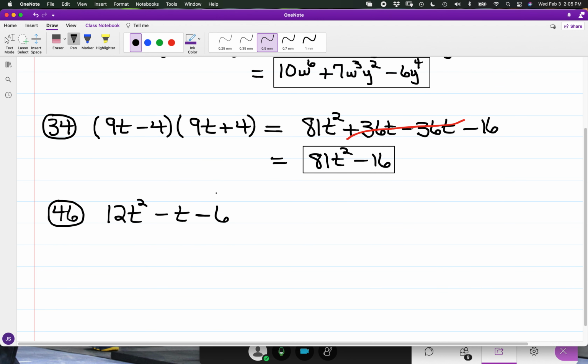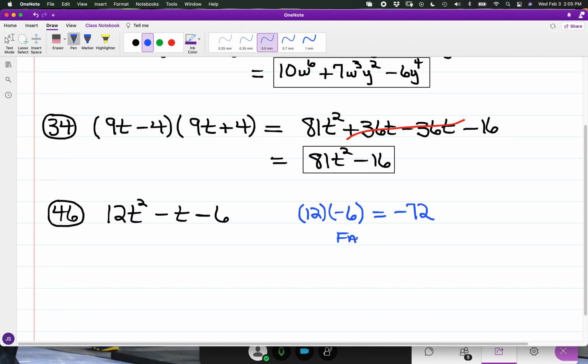If we look at factoring by grouping, we can take the first and the last coefficients of the trinomial. So we have 12 times negative 6, and 12 times negative 6 is negative 72. Now, we're going to be looking for factors of negative 72 that will add up to negative 1, which is the coefficient of the middle term.